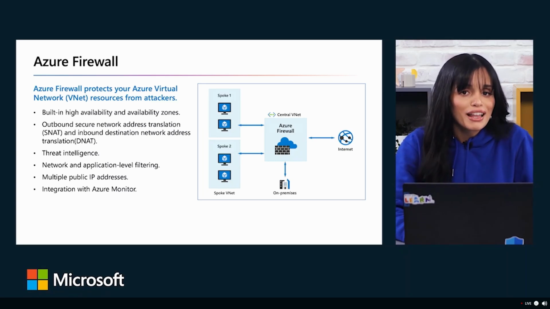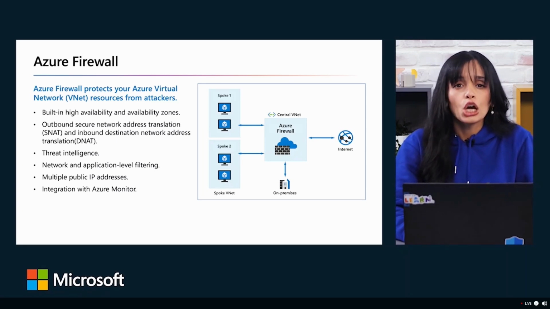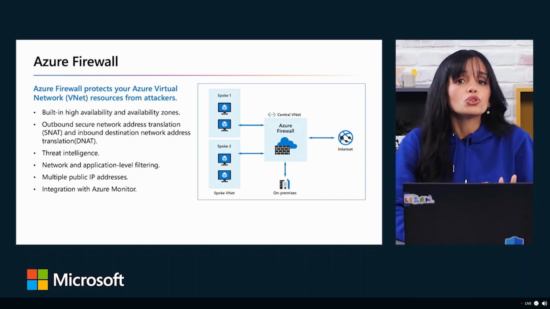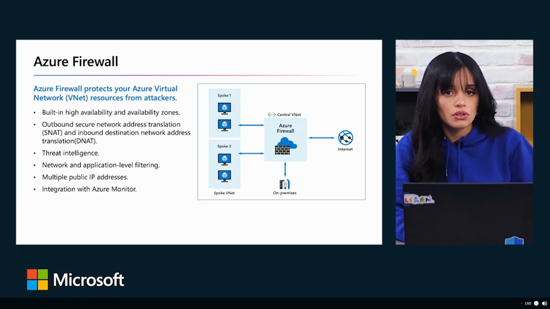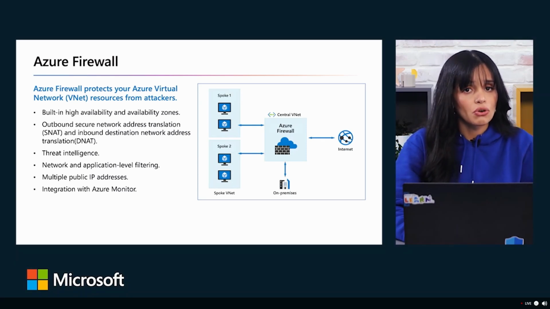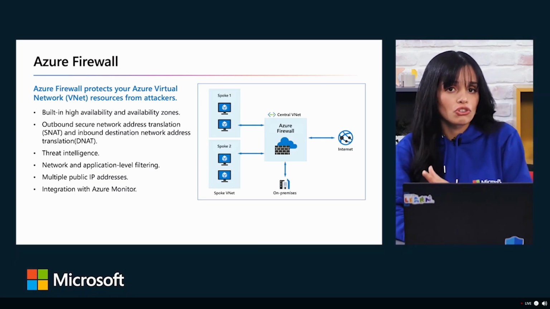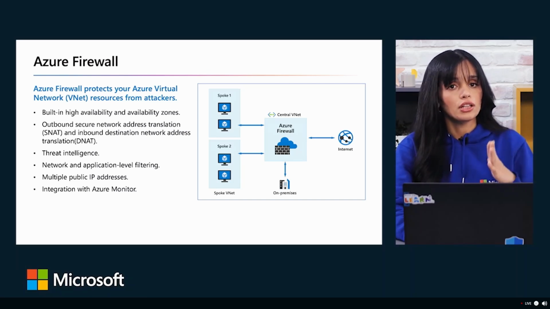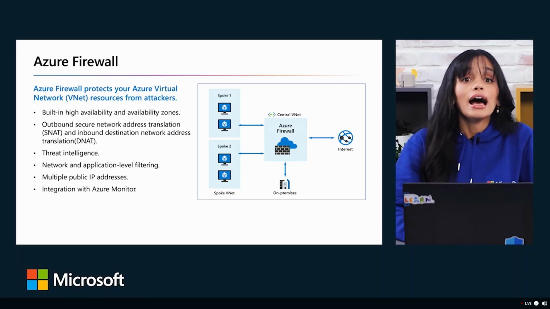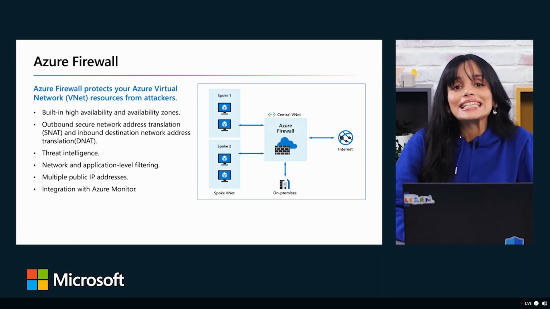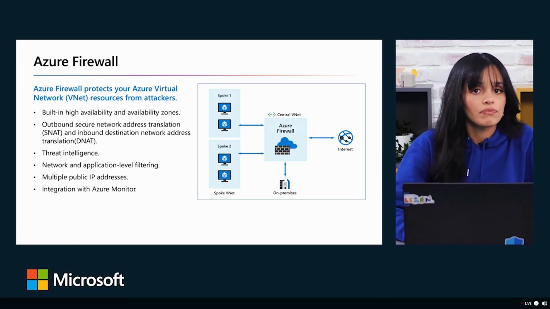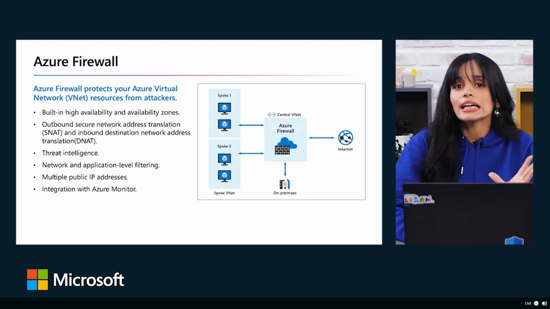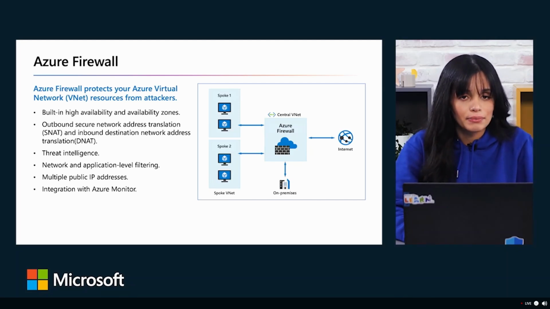In addition, Azure Firewall has the ability to do outbound SNAT and inbound DNAT to communicate with internet resources. SNAT is source NAT, source network address translation, and DNAT is destination NAT, which is destination network address translation. Azure Firewall integrates seamlessly into Azure Monitor, so you have access to all the logs where you can dig into different traffic as needed.